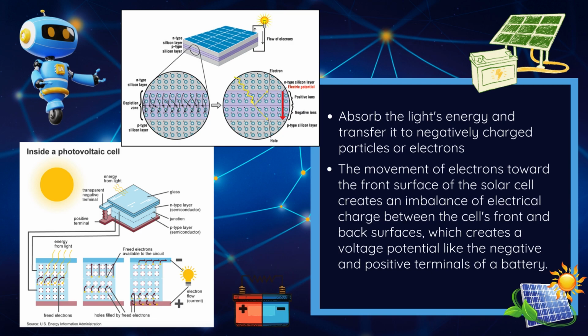The electrons' movement towards the front surface of the solar cell forms an imbalance of the electrical charge between the front and back surface of that cell. Due to that imbalance, a voltage potential is created, similar to a battery's positive and negative terminals. On the cell, electrical conductors collect the electrons, and through the connection to an external load in an electrical circuit, allow the electricity to flow through that circuit.